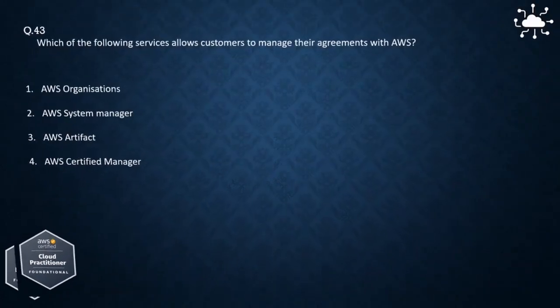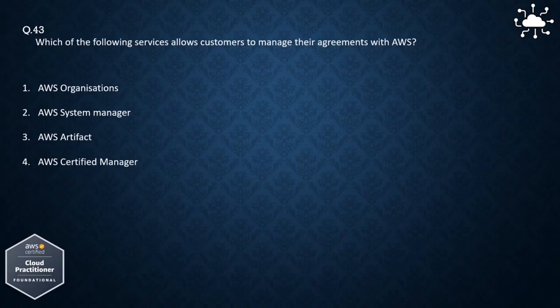Question 43. Which of the following services allows customers to manage their agreements with AWS? 1. AWS Organizations. 2. AWS Systems Manager. 3. AWS Artifact. 4. AWS Certified Manager. The correct answer is AWS Artifact.